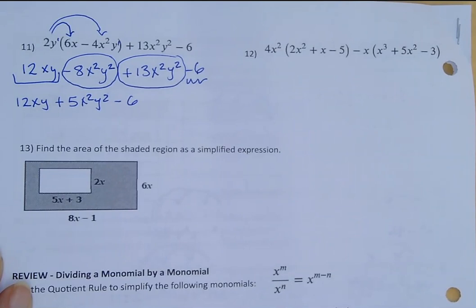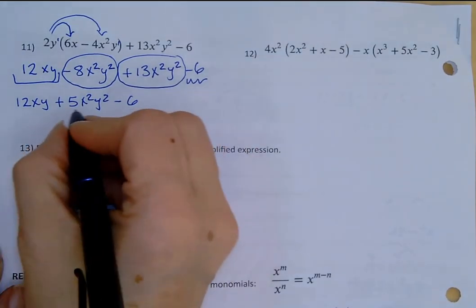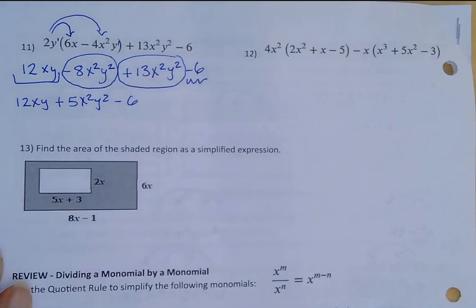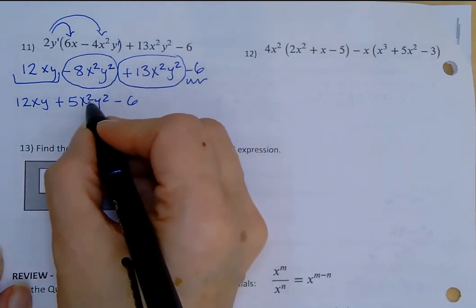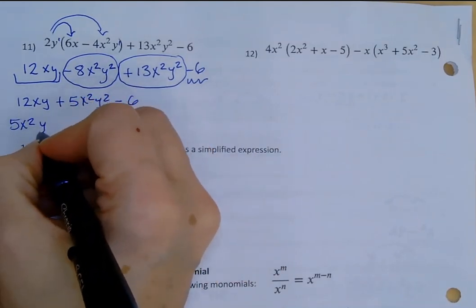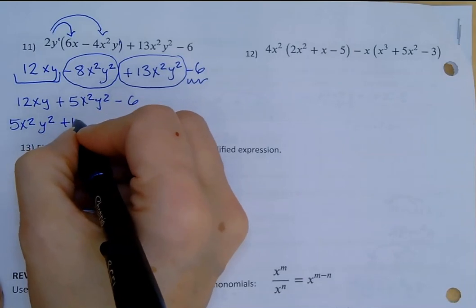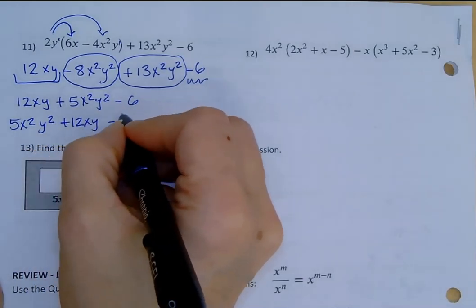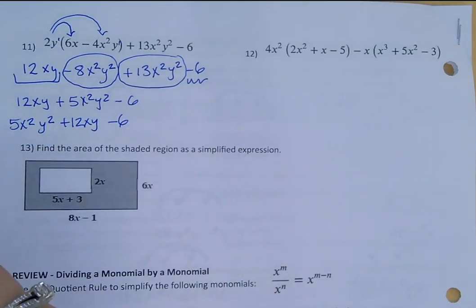Okay, it's not in the right order though. So the first alphabetical letter is x. So I need my x term to be first, my highest x degree. So x squared right here, right? So I'm going to say that that's 5x squared y squared plus 12xy minus 6. Now it's in the right order.